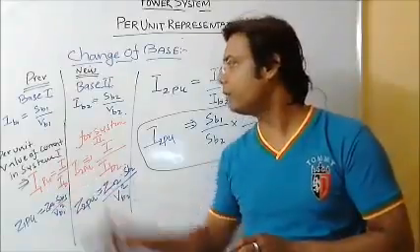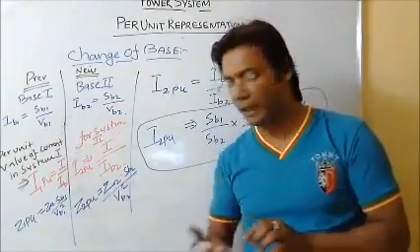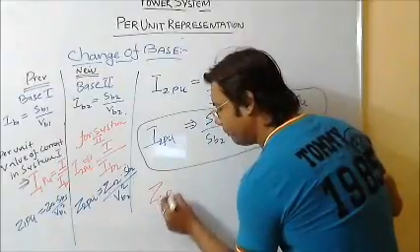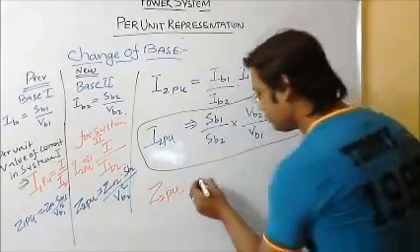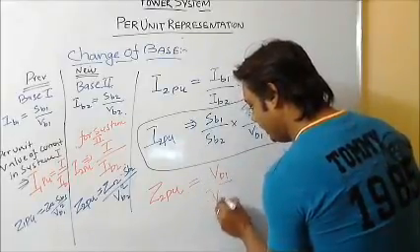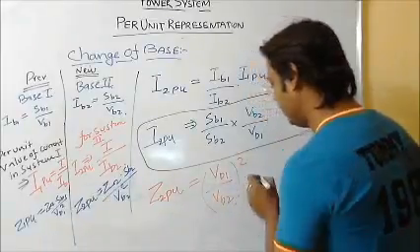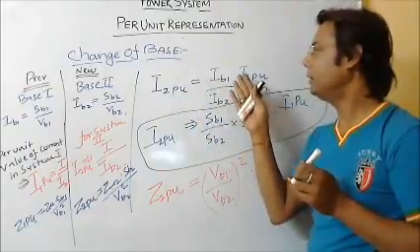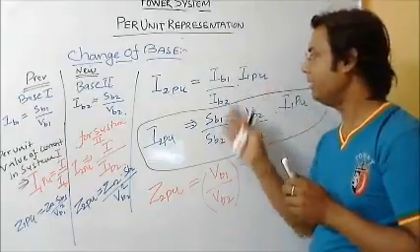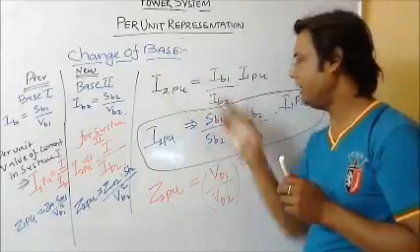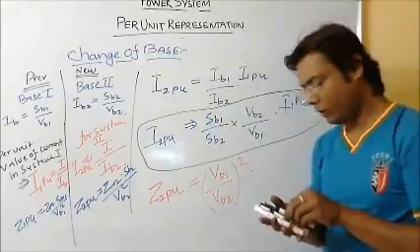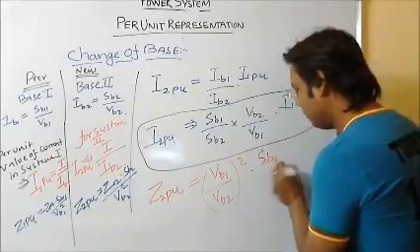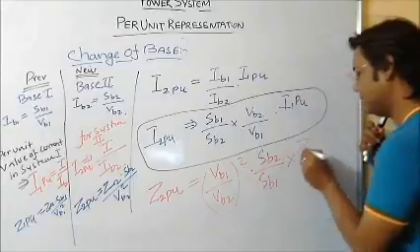We have discussed this formula. From it, I can have the Z per unit value also. So the Z2 per unit value on the new base would be equivalent to VB1 upon VB2, whole square, multiplied by SB2 upon SB1, multiplied by Z1 per unit. It is the same thing as we did for I2 per unit, which is equal to IB1 upon IB2 into I1 per unit.